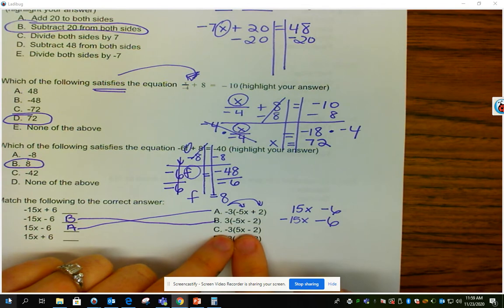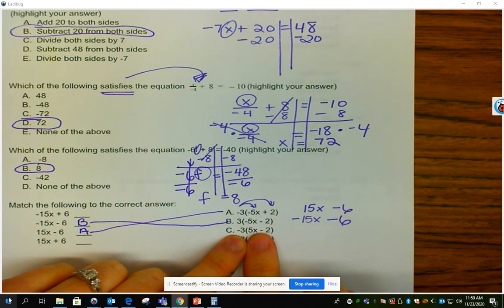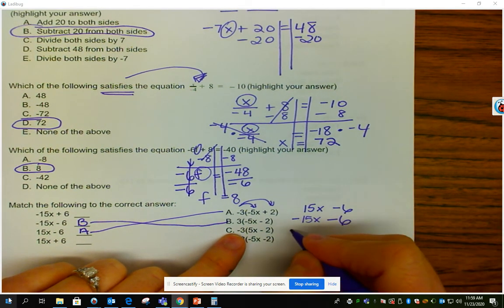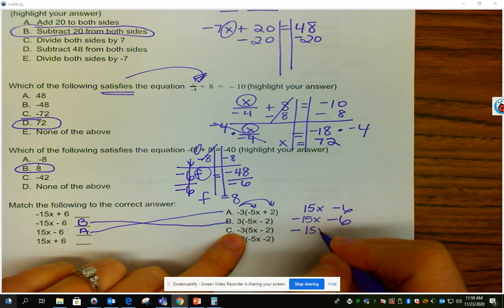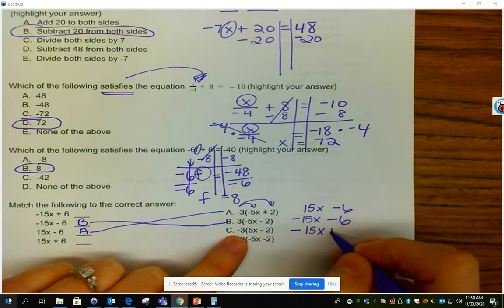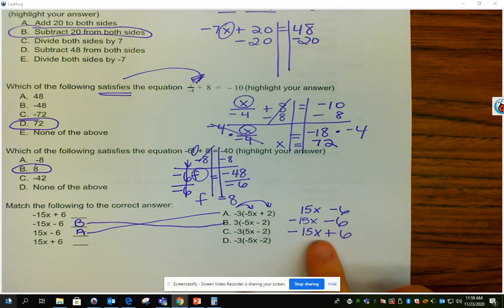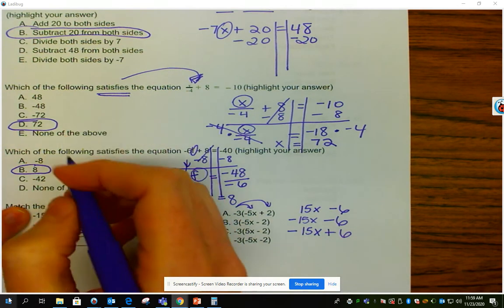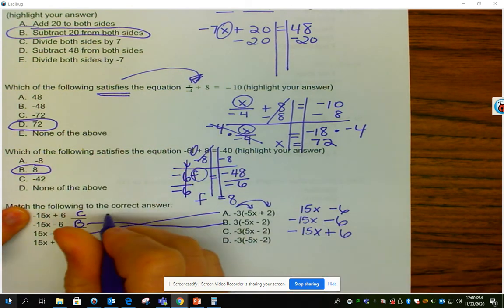Okay, next one, negative 3 times positive 5x. Those are different signs, so negative 15x. Negative 3 times negative 2, those are the same signs, so that would be positive 6. So negative 15x plus 6, that would be this guy, C.